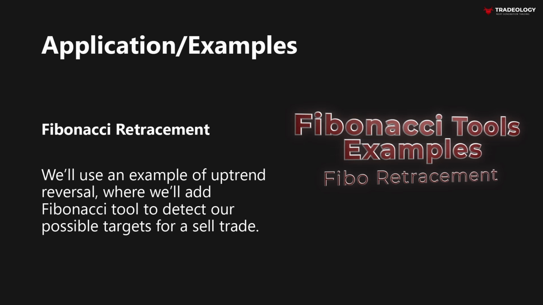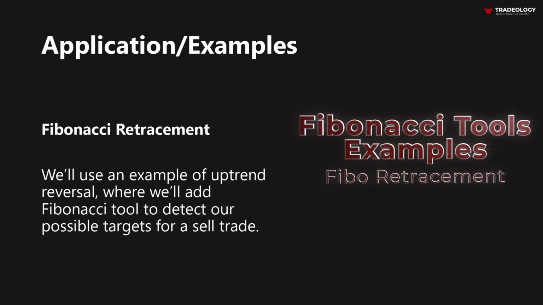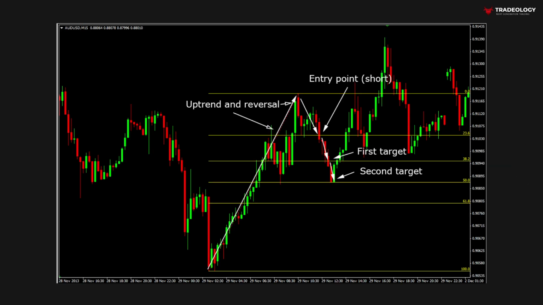Fibonacci Retracement. We'll use an example of an uptrend reversal, where we'll add the Fibonacci tool to detect our possible targets for a sell trade. First, we have to detect the uptrend and its reversal. Then we'll draw the Fibonacci retracement levels from the swing low to the swing high of the trend. The first Fibonacci level will be our confirmation and entry point, where the candle closes below it. The next 2 levels will be our targets.